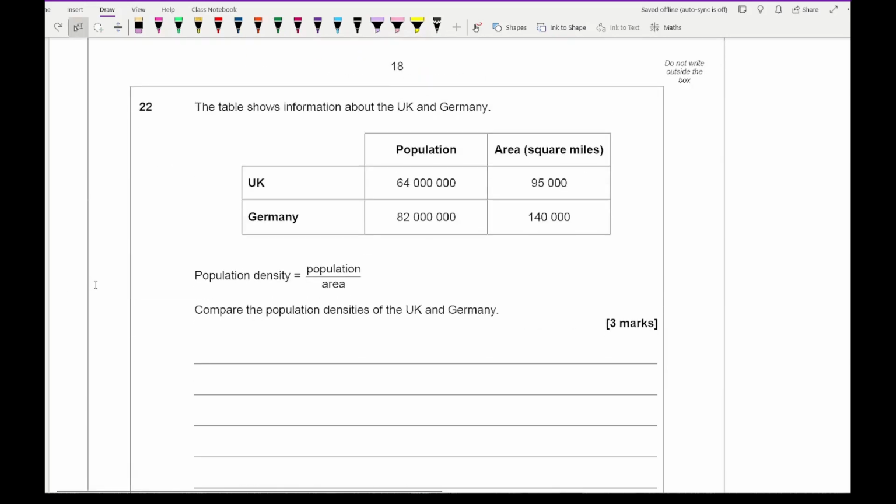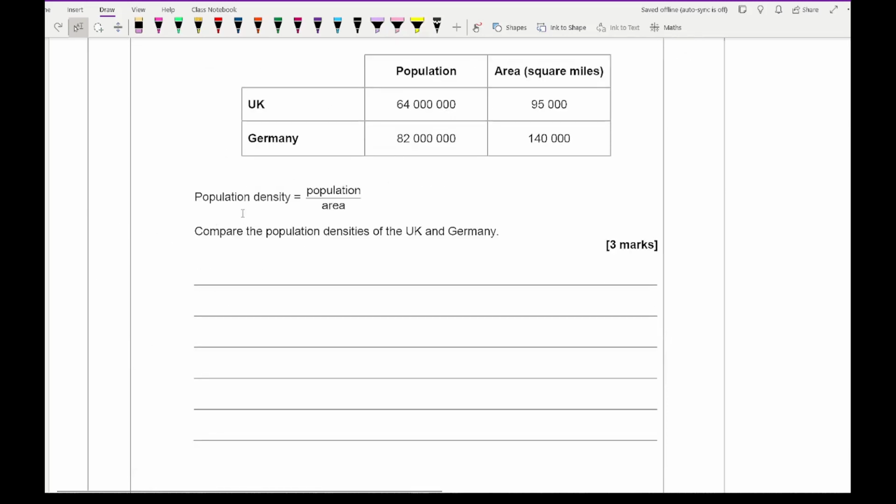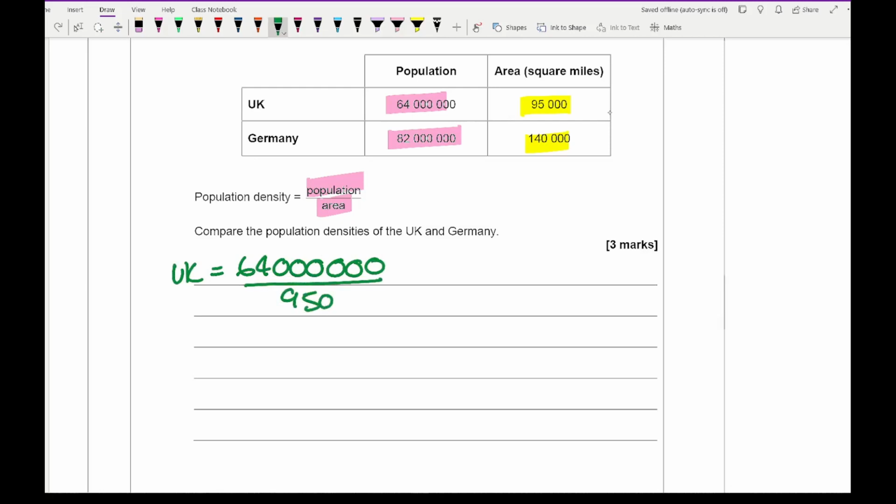Then for question 22, it says the table shows information about the UK and Germany, with population and area. To work out population density, we've got to do population divided by the area, and compare the population densities of the UK and Germany. So we need to substitute these numbers into this formula for each of the two countries respectively. For the UK, that's 64 million, and just be careful when you're counting the number of zeros, divided by the area, which is 95,000. That gives me an answer of around 673 point something.